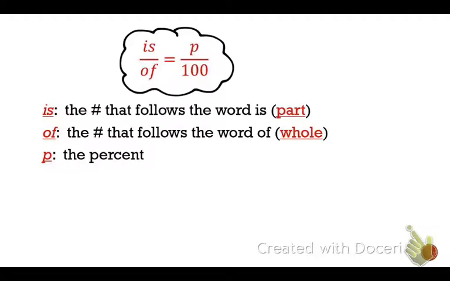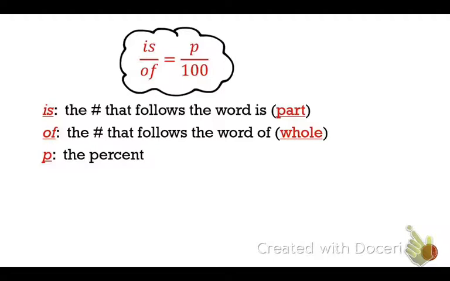I want you to take just a couple minutes and fill in the rest of these blanks. There's going to be 4 things that we're really focusing on today: is, of, P, and 100. This is a formula you're going to want to have memorized. Is is going to be the number that follows the word is, and this is going to be the part of something. That's why you're writing part in red.